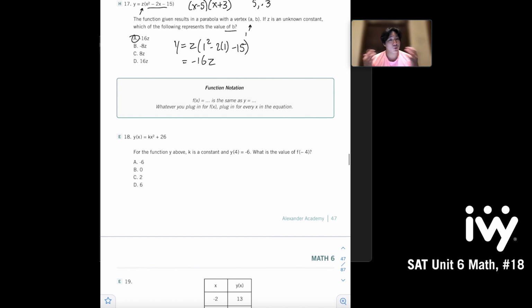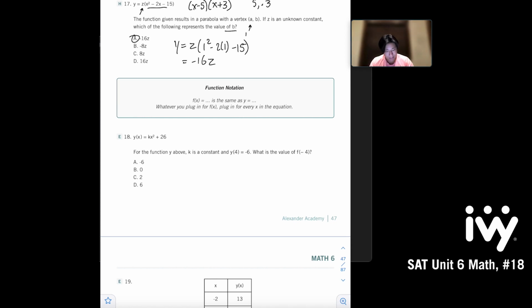Great. Next, we're looking at function notation. f of x equal to something is the same thing as saying y equals that same function. So wherever you plug in for f of x, plug in for every x in the equation, and it works very similarly to all the equations we've seen thus far. So 18. For the function y above, k is a constant, and y of 4 equals negative 6, which means for every x value we sub in 4. What is the value of y of negative 4?